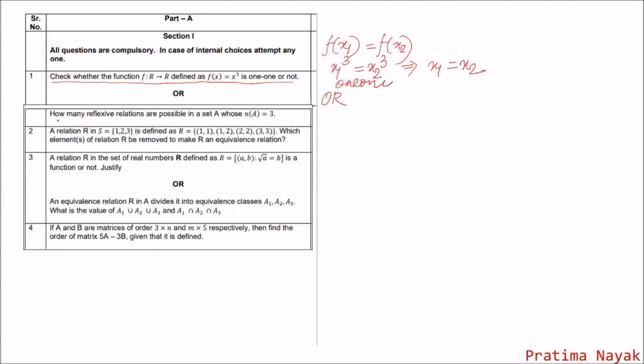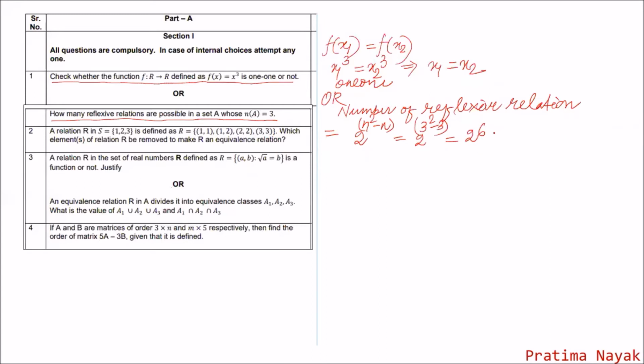What is the OR? How many reflexive relations are possible in a set whose number of elements is 3? If you remember the formula, you can write this answer. The number of reflexive relations is equal to 2 to the power n square minus n, where n is the number of elements. What is the number of elements here? 3. So 2 to the power 3 square, 9 minus 3. 9 minus 3 is 6. So 2 to the power 6 is the answer.